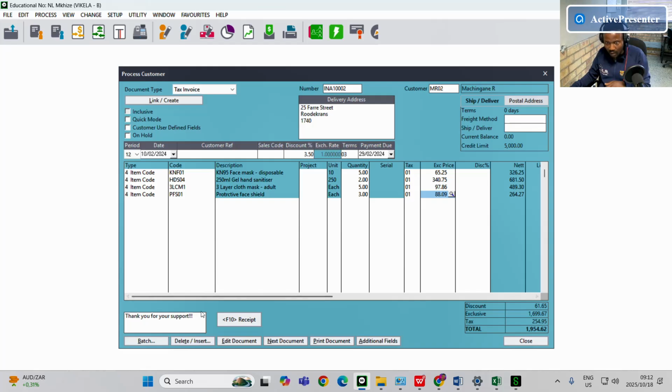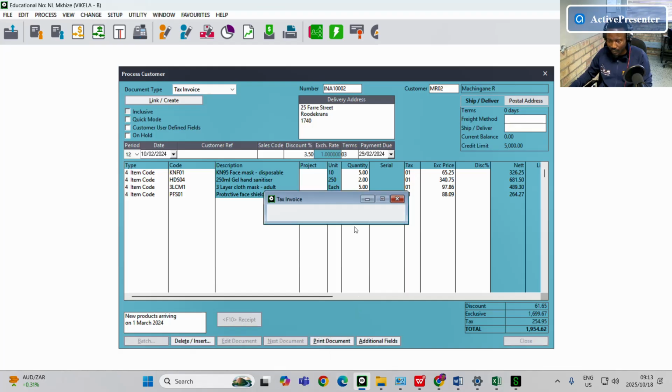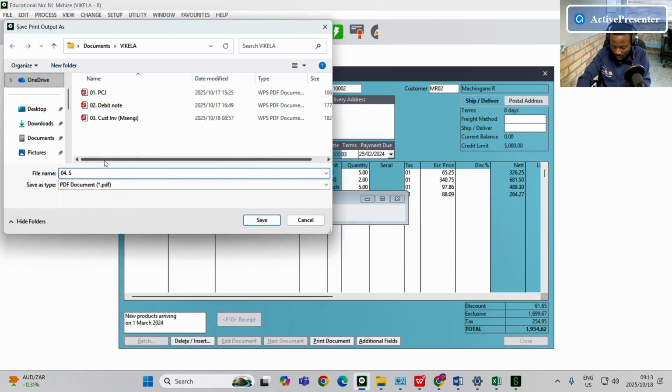So yes, this is a credit customer, so I'm supposed to write the message: new products arriving on 1 March 2024. Okay, and now I can print. 04 customer invoice. Then in brackets, I'll say R match. Yeah, so I'll be able to identify.